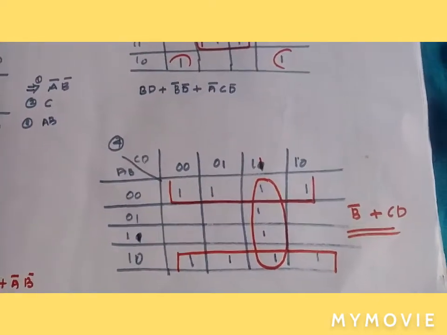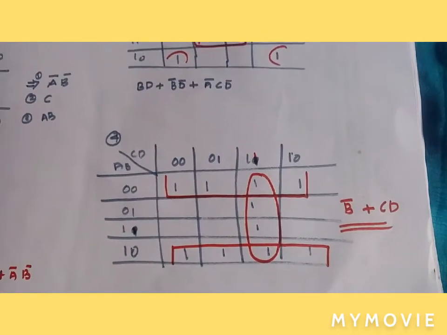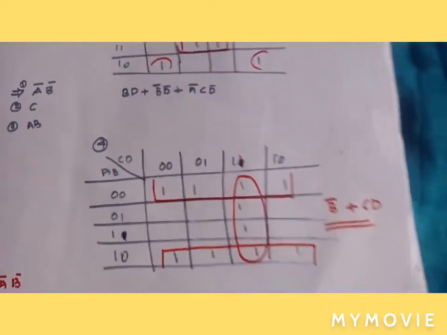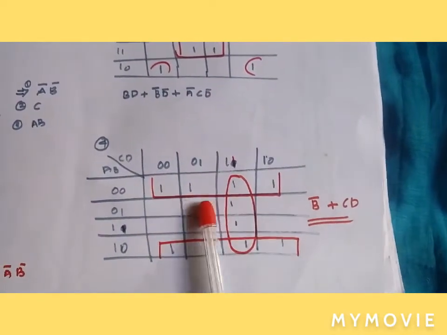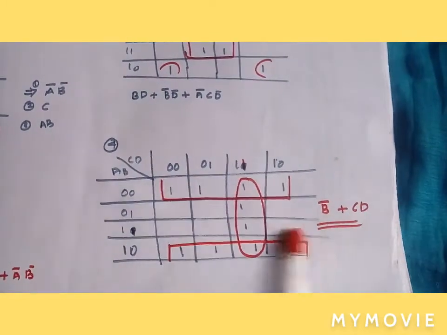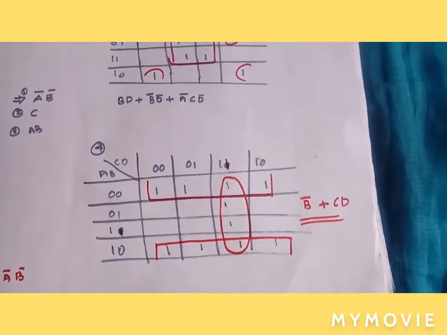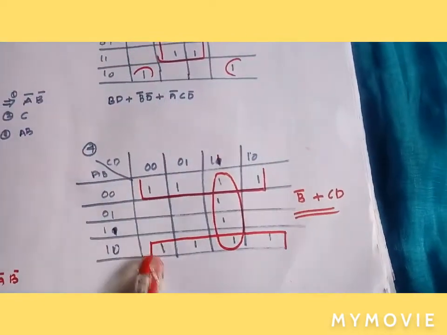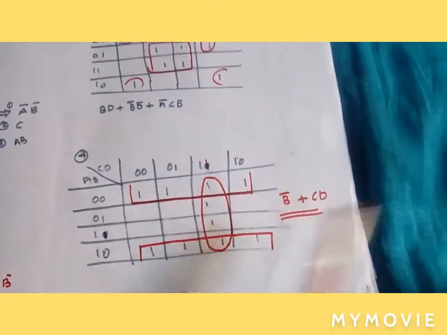Consider this question, in which we can select the groups in many ways. One can simply select this quad, this quad, this quad. But a more simplified form is possible, because this can be represented as an octet if we wrap this K map. We get these 4 ones as here, so that this can be an octet. Here it is a quad.